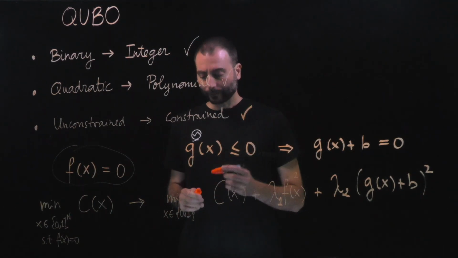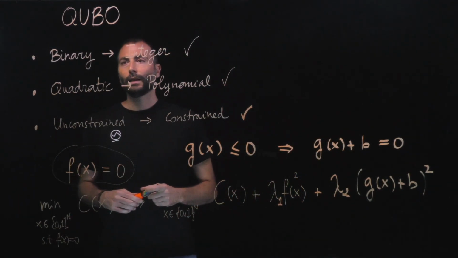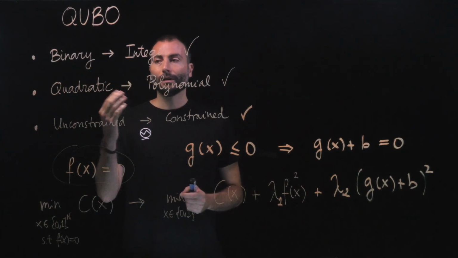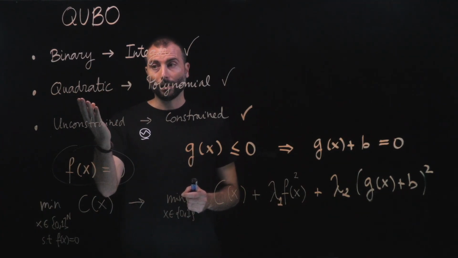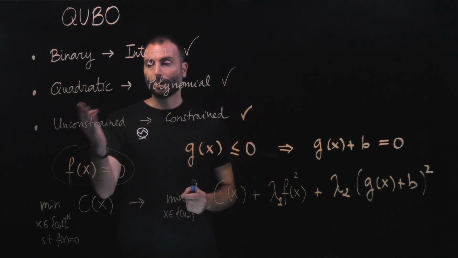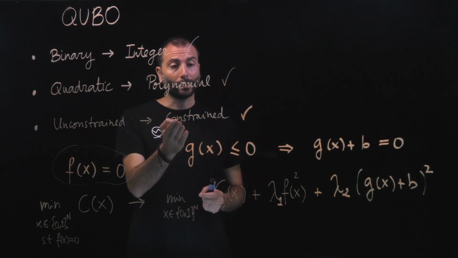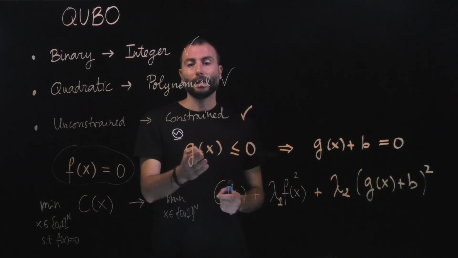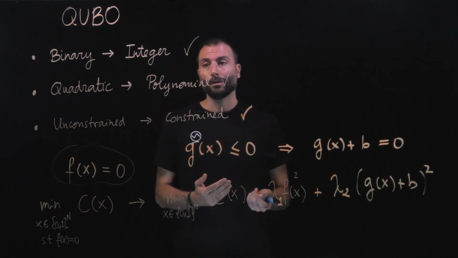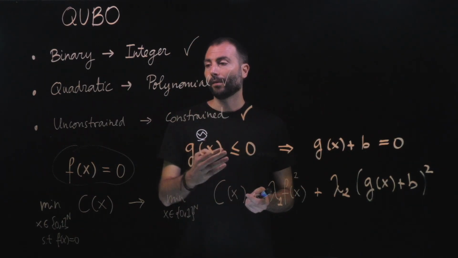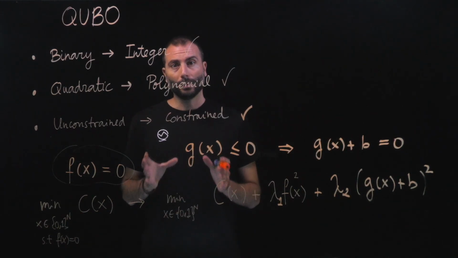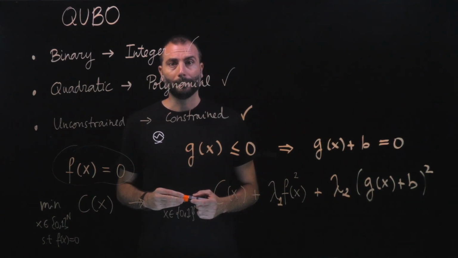So basically, what we see so far is that even if our problem is not binary but integer, even if our cost function is not quadratic but polynomial, and even if our problem is not unconstrained, we want to constrain that type of solution, in all these cases there are techniques that basically consist of adding extra variables that allow us to map the problem into a QUBO formulation. And that's why we will focus in this course on the QUBO problem.